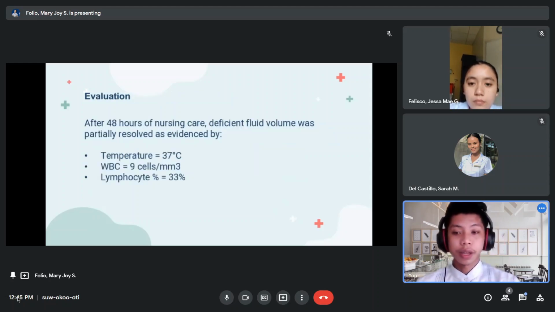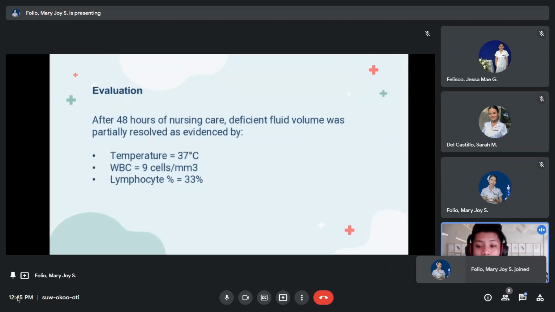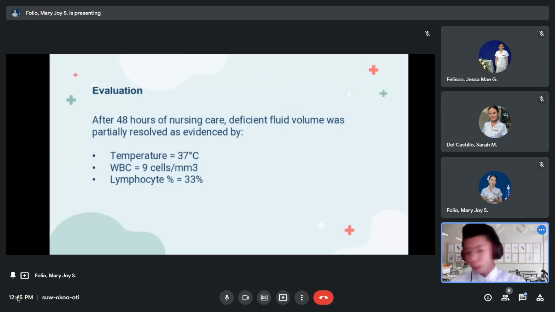Okay, so here we have the evaluation. After 48 hours of nursing care, that's a typographical error. So that would be risk for infection was partially resolved as evidenced by the temperature being back to 37 degrees Celsius. The white blood cell count is back to 9 cells per cubic millimeter. And the lymphocyte percentage is back to 33%. Okay, so next slide please.